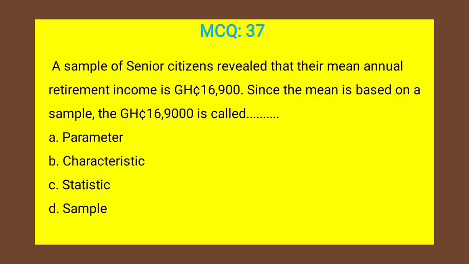And a population has a characteristic that is measured as what? Parameter. Alright, but if you are studying part of the population, you are studying the sample, and the measurable characteristic of a sample is called a statistic. So here the answer is what? Statistics. So you're going to C. So here the 16,900 is a statistic. That's the measurable characteristic of a sample. Statistic is a measurable characteristic of a sample, and parameter is a measurable characteristic of a population. So take note. So the answer is C, since we are dealing with a sample.